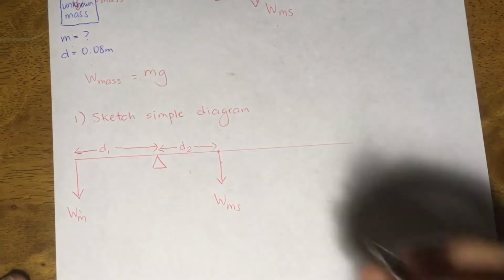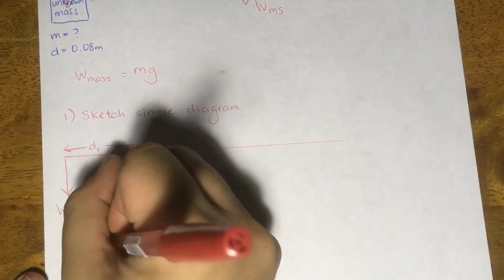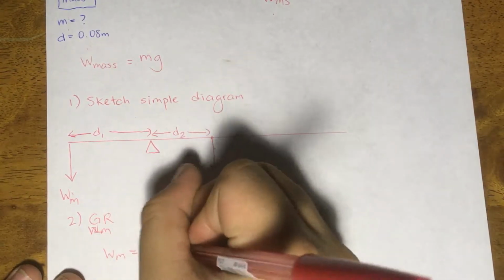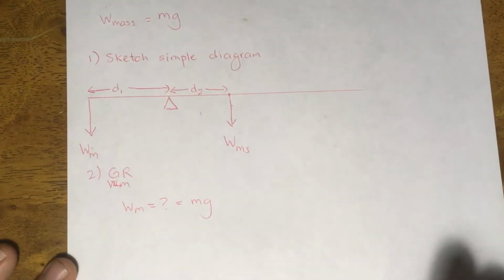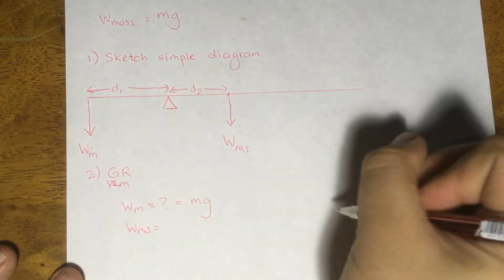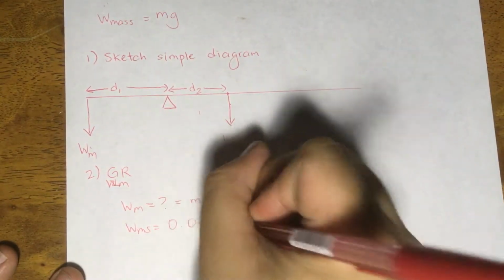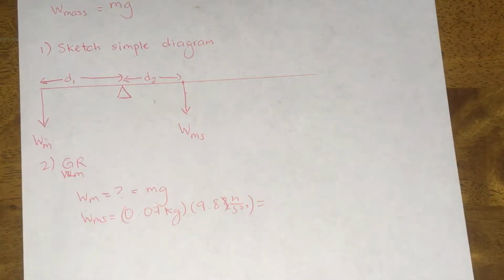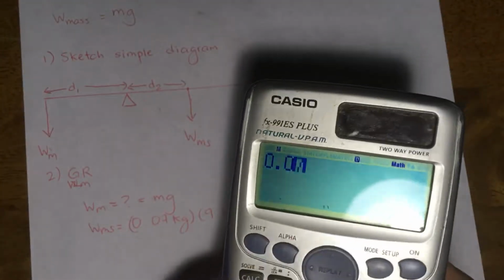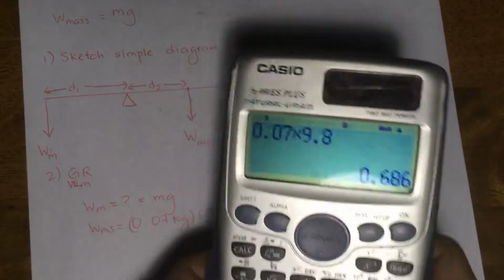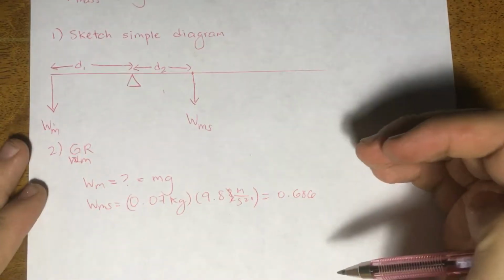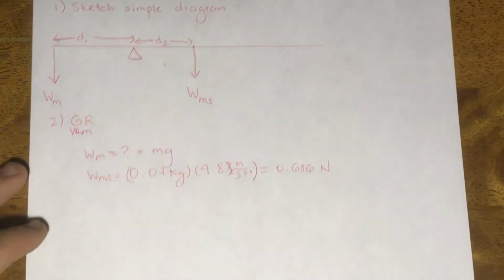So, what are the values? We know we're looking for Wm. The next step would be the given and required. Wm you don't know, but you know it's equal to mass times gravity, 9.8. The weight of the meter stick is equal to 0.07 kilograms times gravity, 9.8 meters per second squared. This should be in newtons. If I plug that into the calculator, 0.07 times 9.8 gives me a value of 6.86 newtons. The key thing here is to be as exact as possible. Do not use sig fig answers just yet until the very end. That's the weight of the meter stick.